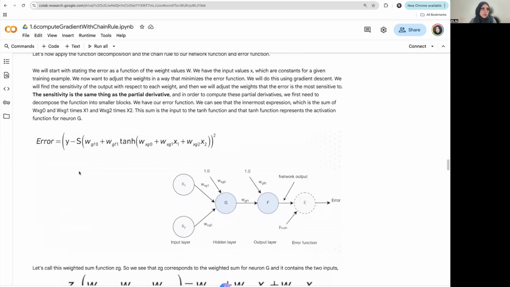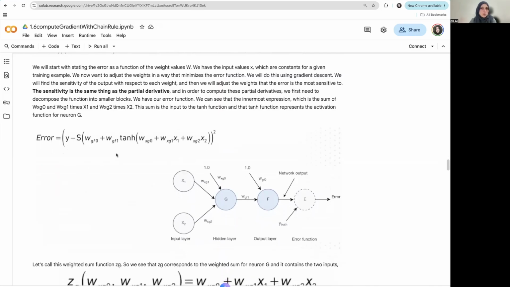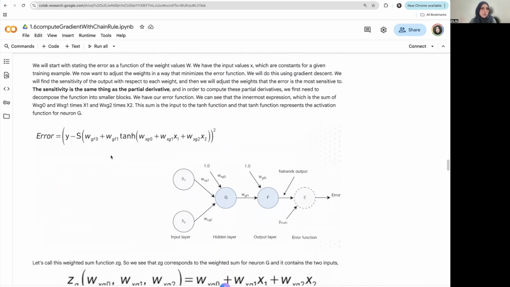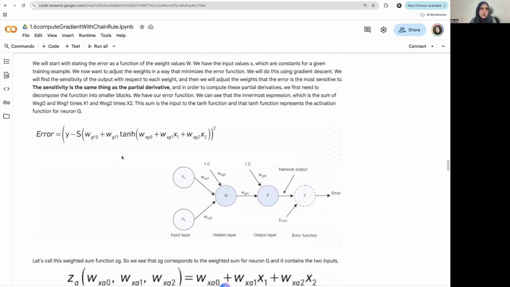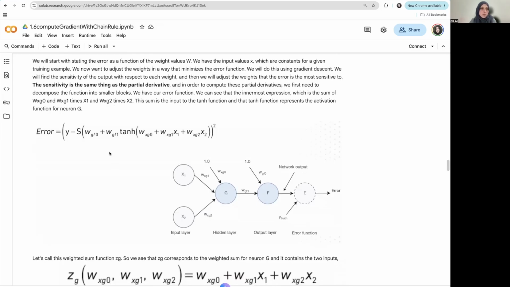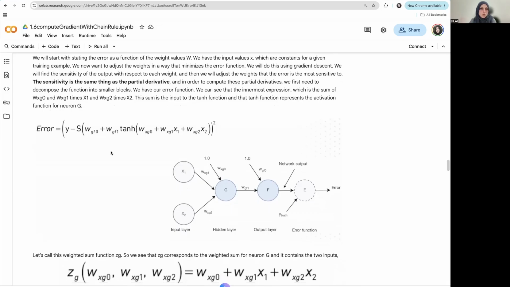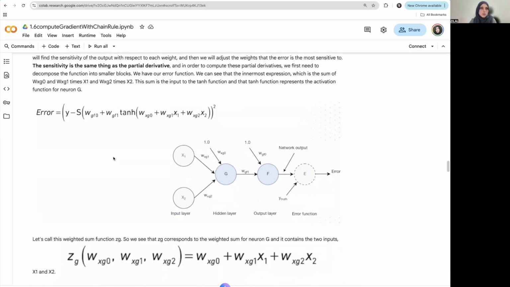We will start with stating the error as a function of the weight values w. We have the input values x, which are constants for a given training example. We now want to adjust the weights in a way that minimizes the error function. We will do this using gradient descent, and we will find the sensitivity of the output with respect to each weight, and then we will adjust the weights that the error is the most sensitive to. The sensitivity is the same thing as the partial derivative. And in order to compute these partial derivatives, we first need to decompose the function into smaller blocks.